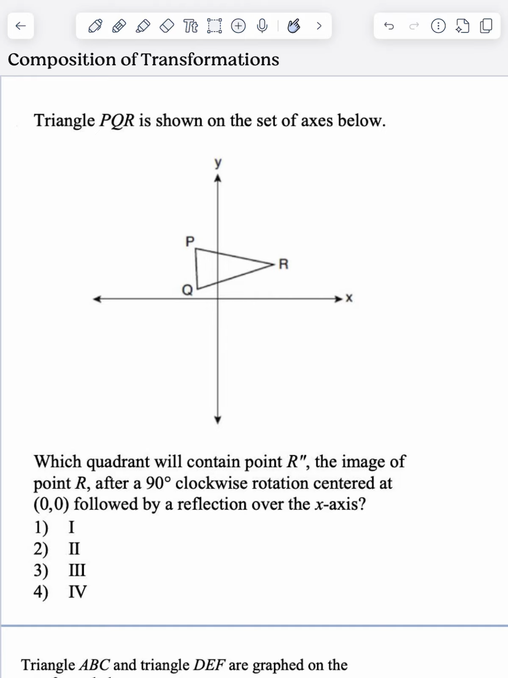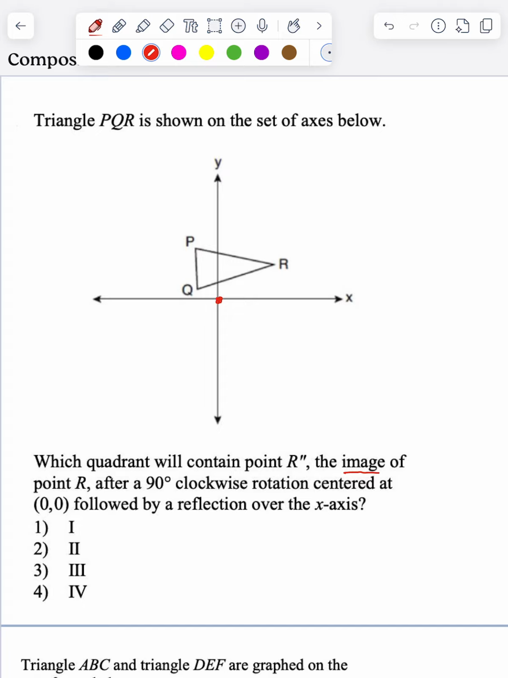And the question's asking which quadrant is going to contain point R prime, which is the image of point R. That means after the transformation occurs. Image means after the transformation occurs. After a 90-degree clockwise rotation centered at 0, 0.